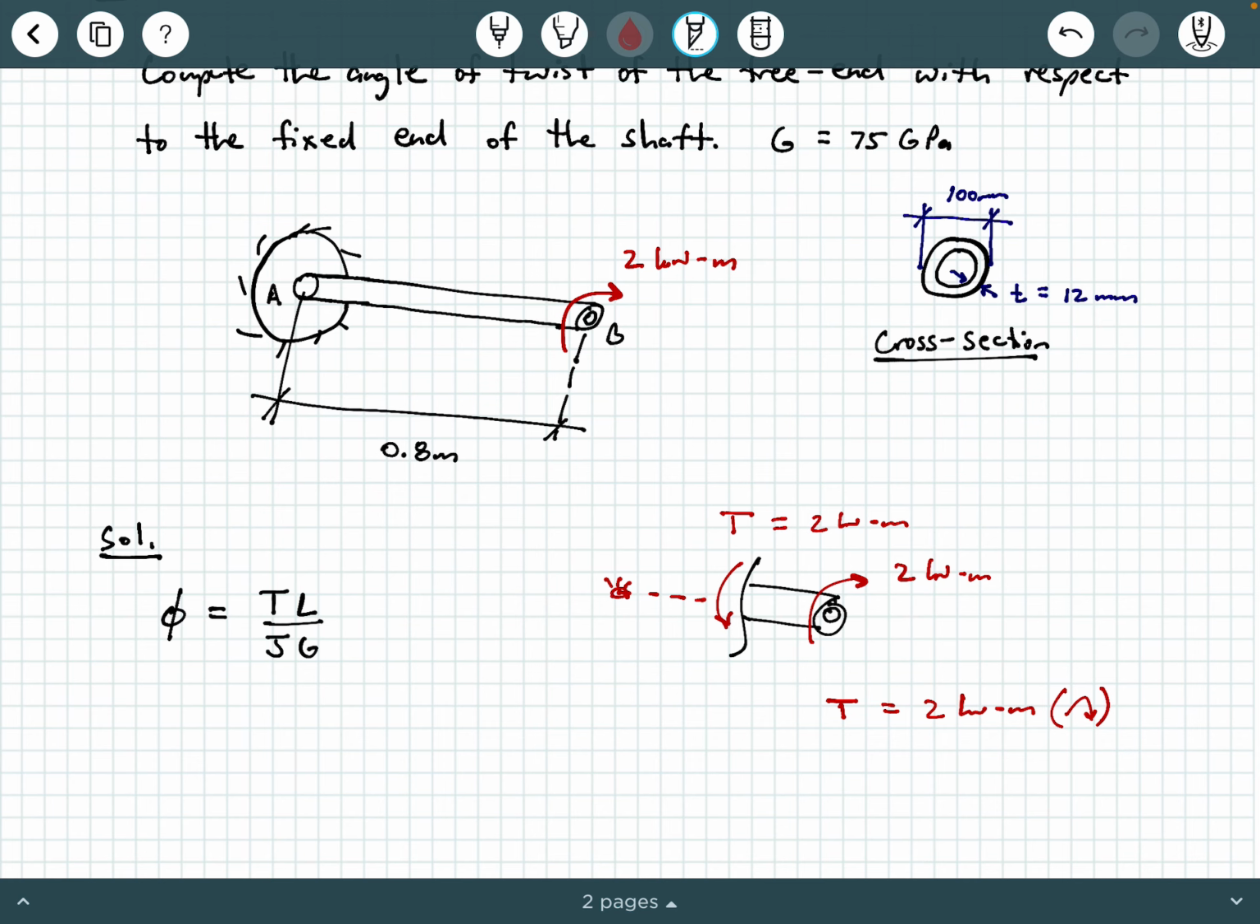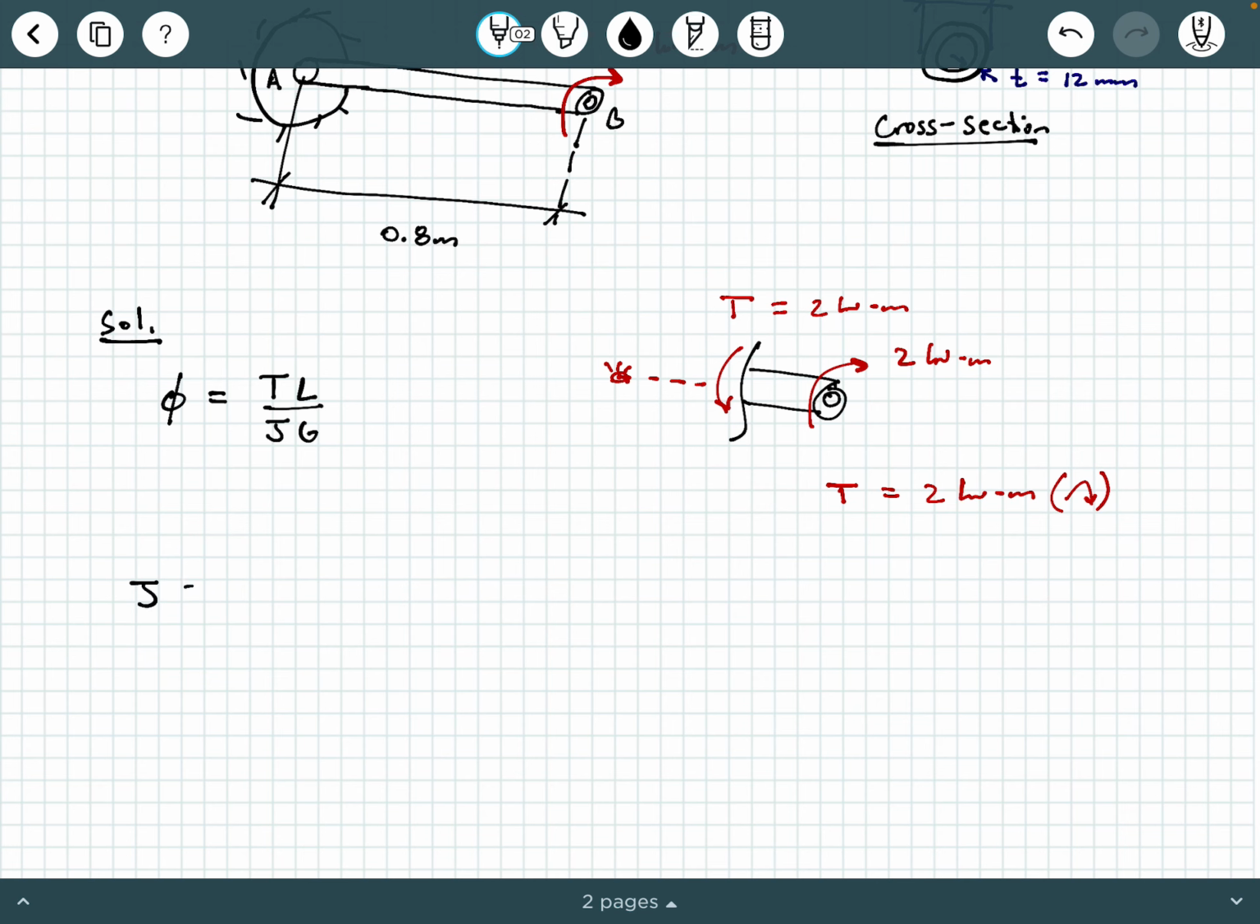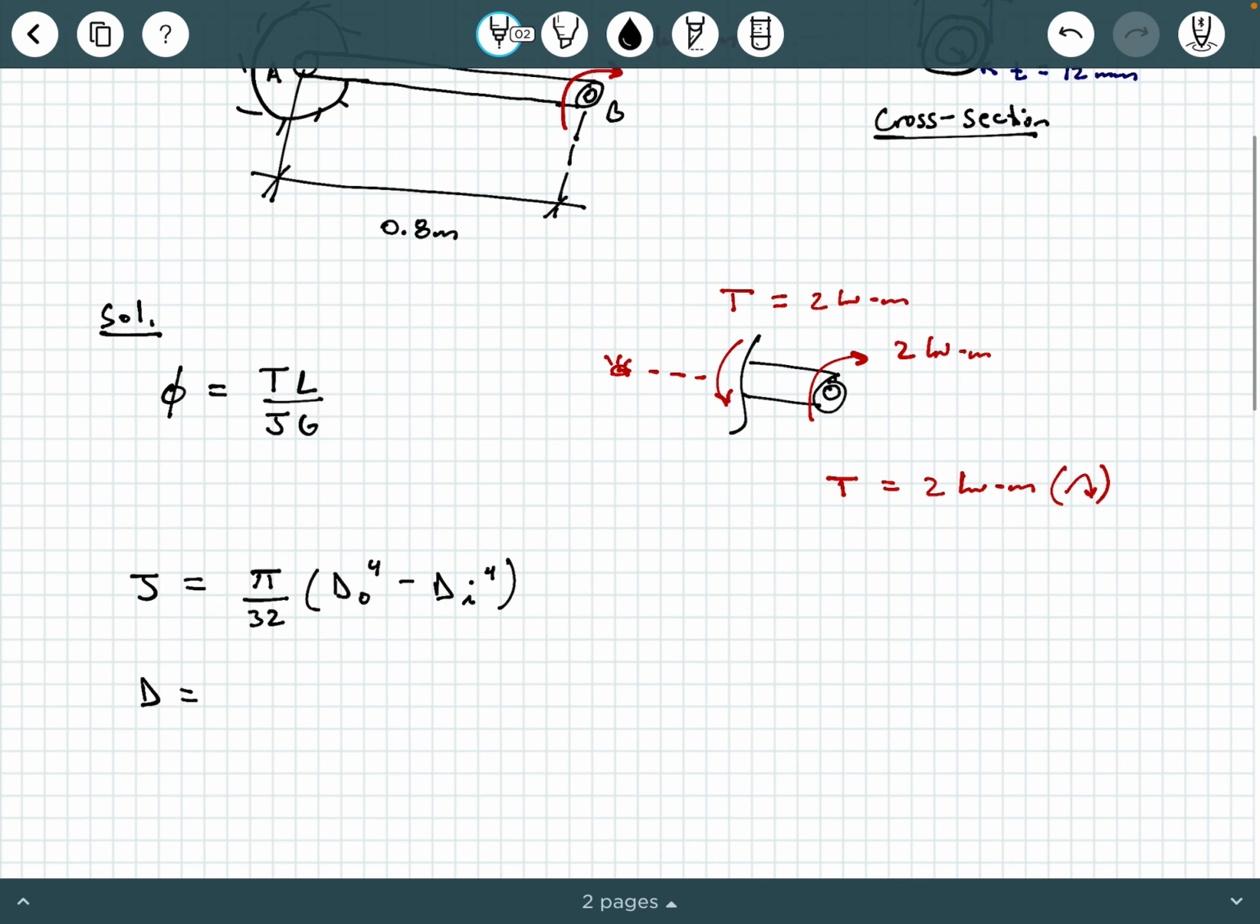Really the only bit of work we need to do here is get the polar moment of inertia, J. It's a hollow tube or an annulus, so for a hollow tube, J equals pi over 32 times the outer diameter to the fourth minus the inner diameter to the fourth. The outer diameter was given to us, 100 millimeters, so I'm going to rewrite that as 0.1 meters. What about the inner diameter?